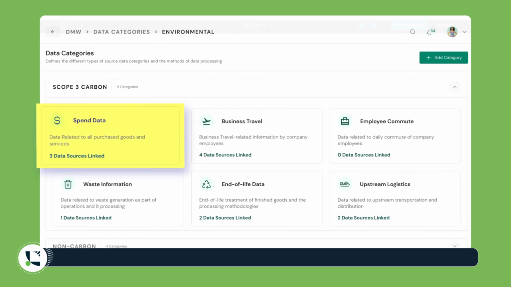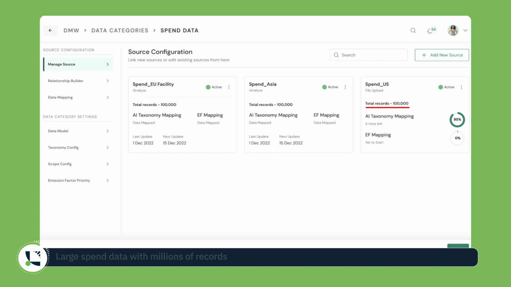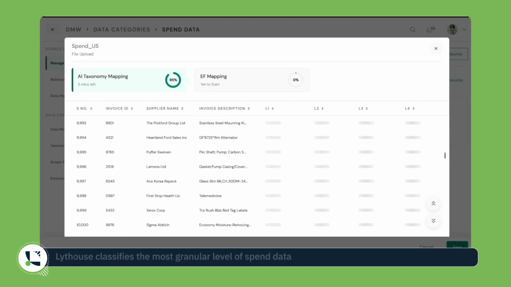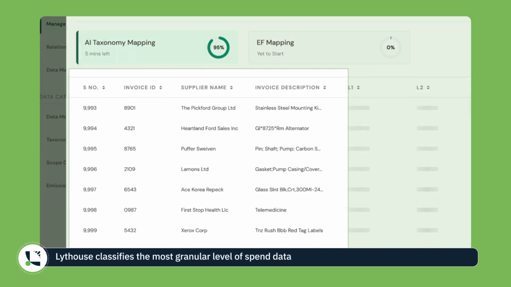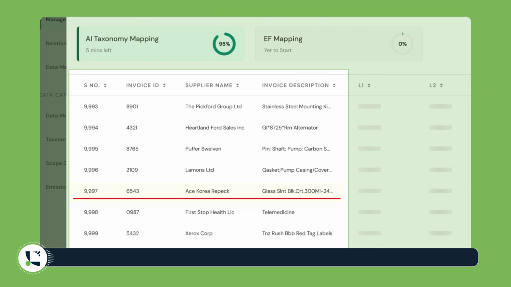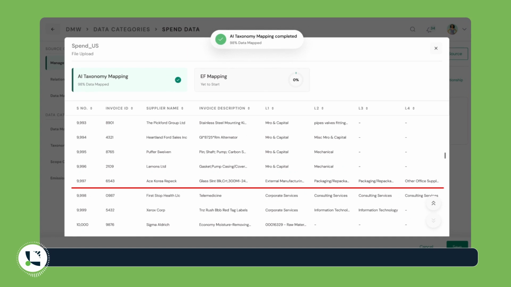For any large organization, spends data contains hundreds, thousands, and sometimes millions of entries. Lythouse has the ability to work at this granular level. Ordinarily, working with this level of data is a challenge. For example, if you see the invoice description here, it is hard to understand. With the help of our artificial intelligence patented classifier, we are able to accurately map it with the product taxonomy.